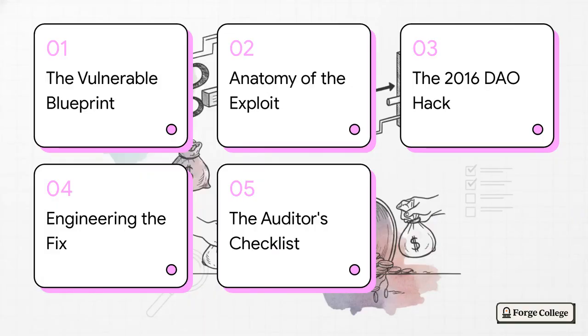Think of me as your lead engineer today. Here's our architectural index for this explainer. We'll kick things off with the vulnerable blueprint, then break down the anatomy of the exploit, and look at the massive fallout in the 2016 DAO hack. After that, we'll cover engineering the fix, and finally, leave you with the auditor's checklist.